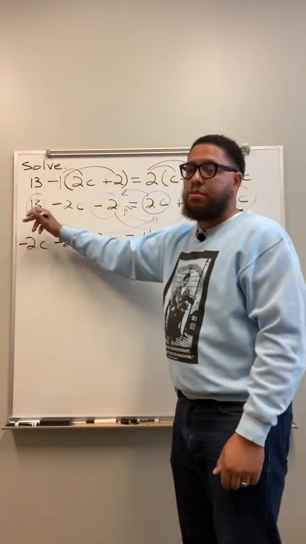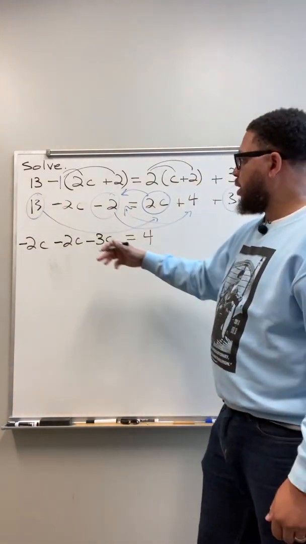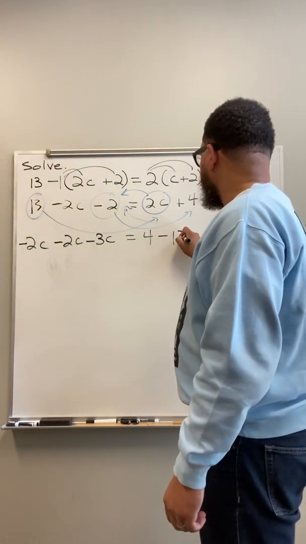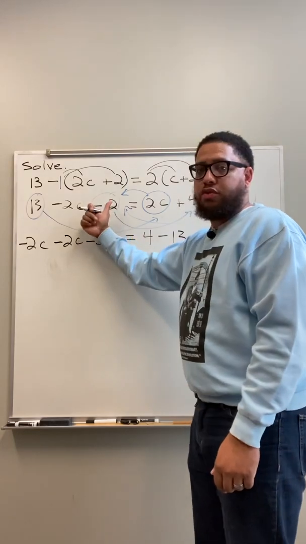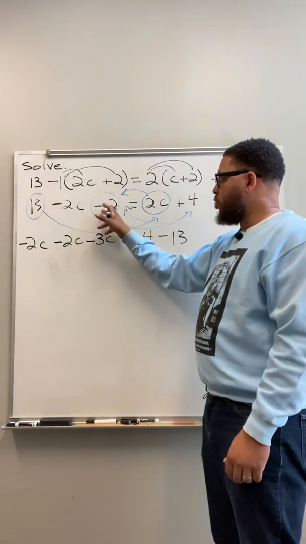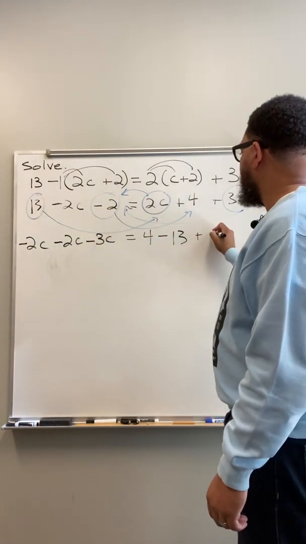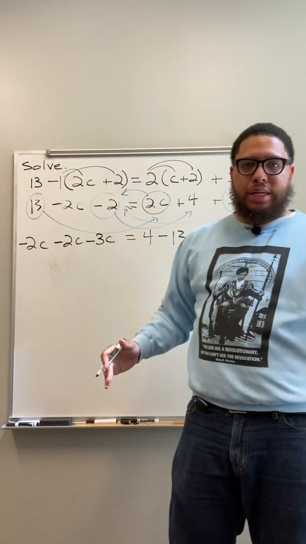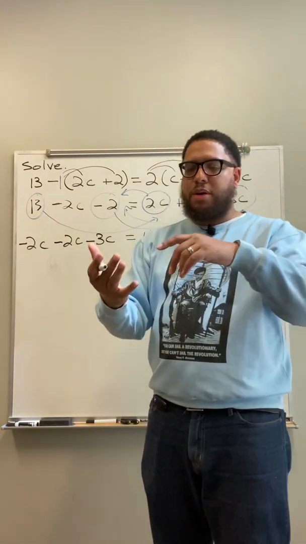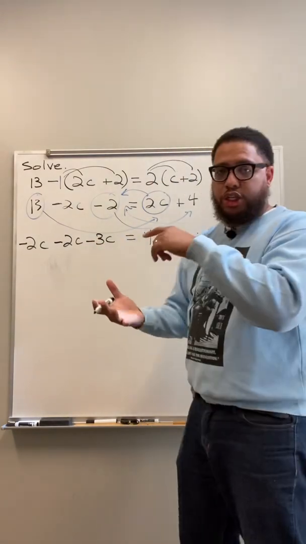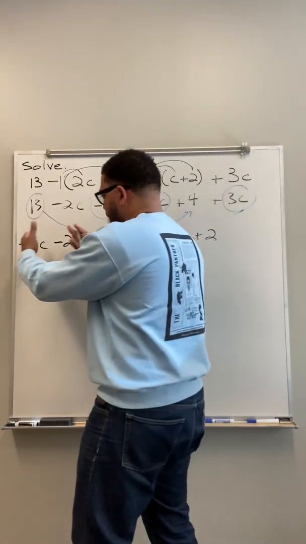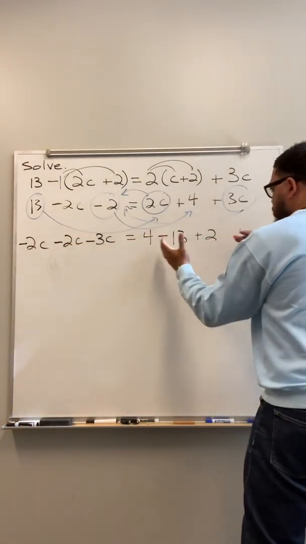This 13 moves over to the right side. That positive 13 turns into a negative 13. This -2 moves over to the right side. That -2 turns into a positive 2. All right, so now I got my problem organized. I got rid of my parentheses, and then I transposed, and I got my problem organized. I got all my C terms over here, and I got all my constant terms over here.